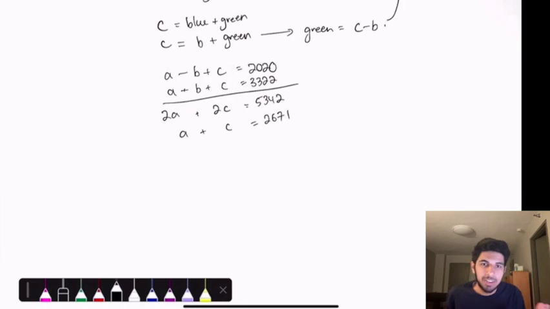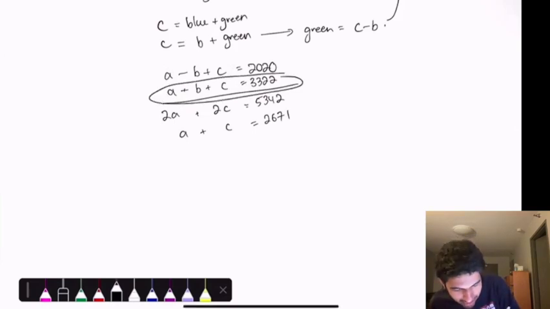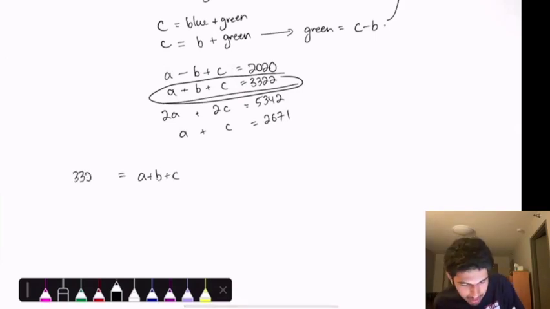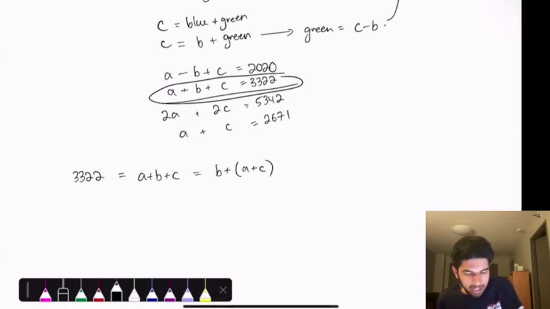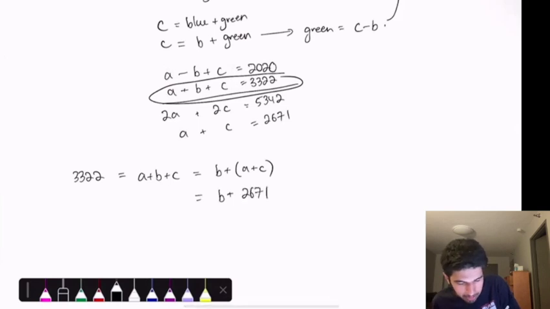Cool. What does that mean? That means we can solve for b. Look at this equation right here. We have a plus b plus c. That's going to be equal to 3322. Well, we can rewrite that as b plus a plus c. And we just solved that a plus c equals 2671. And that's going to equal 3322.